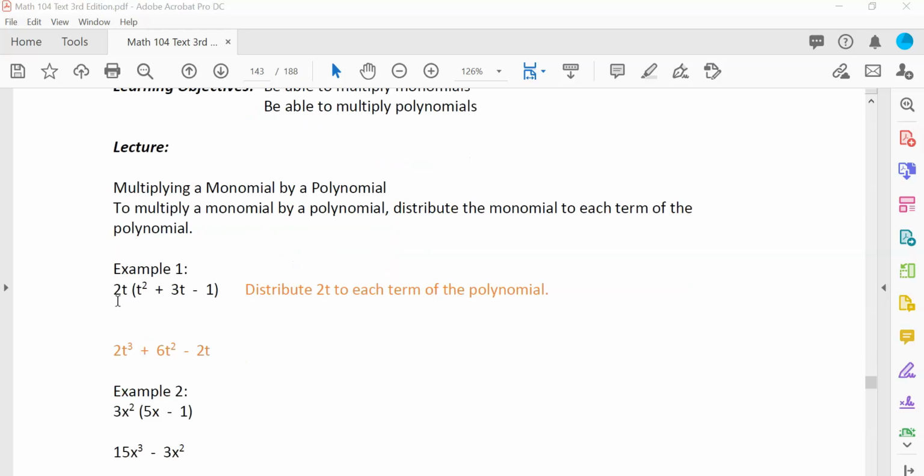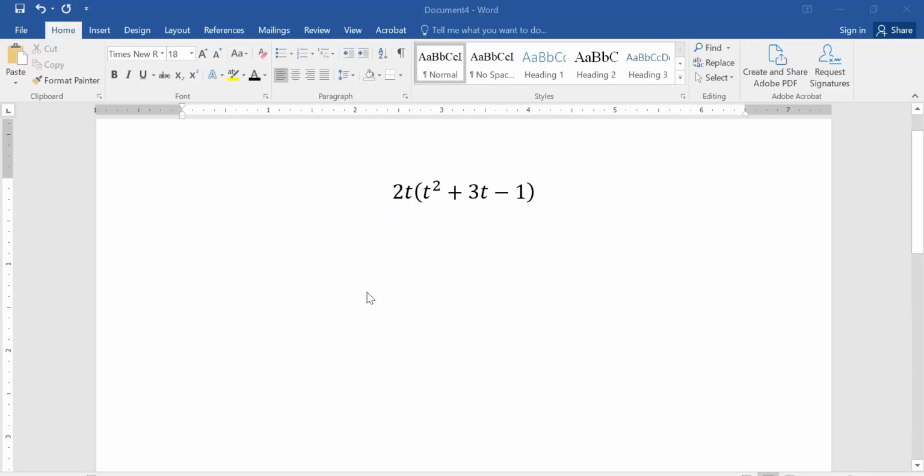If there's one term, like 2t, and we're multiplying it by t squared plus 3t minus 1, really all we're doing is we're going to distribute this 2t and multiply it by all three of these terms of the inside polynomial. So if we have a monomial, we multiply and distribute and multiply it times each of these terms. So we can look at that on this piece of paper here.